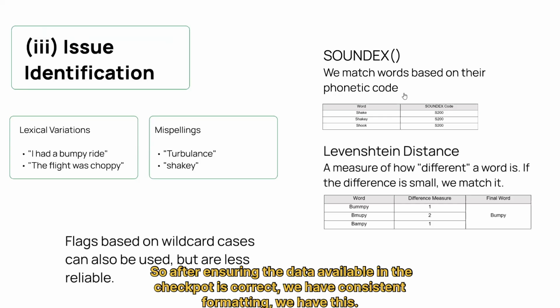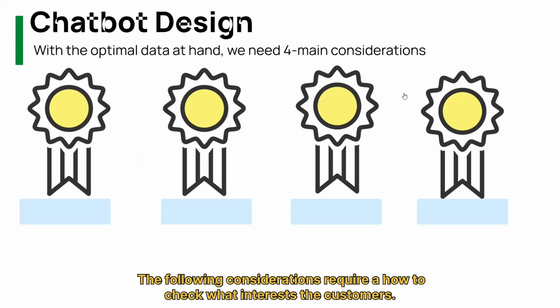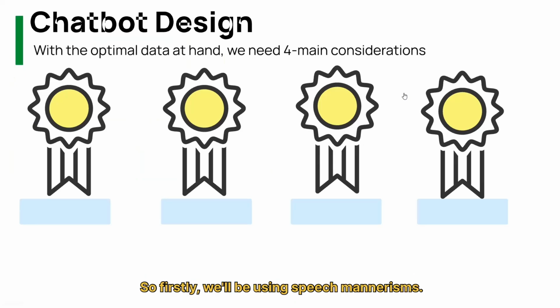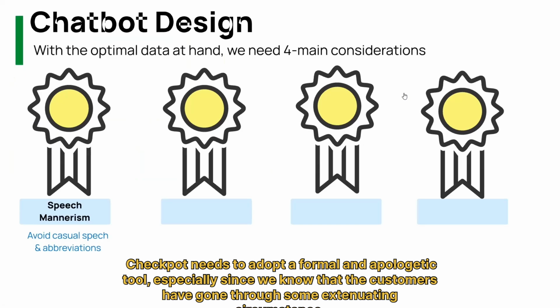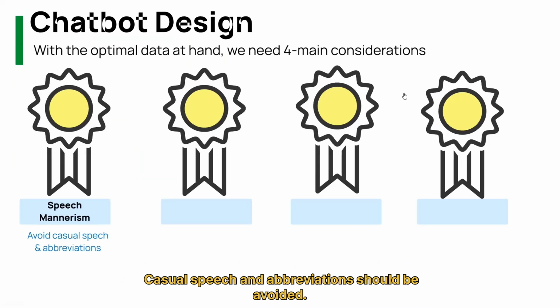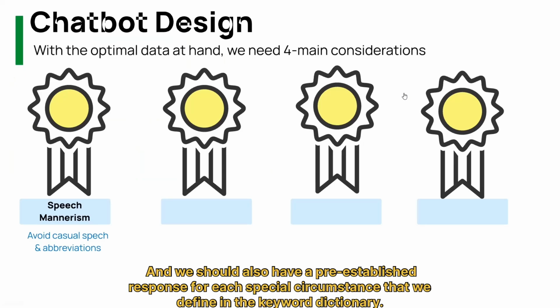So after ensuring the data available to the chatbot is correct with consistent formatting, we have these 4 main considerations required on how the chatbot interacts with the customers. So firstly, will be speech mannerisms. The chatbot needs to adopt a formal and apologetic tone, especially since we know that the customers have gone through some extenuating circumstance. Casual speech and abbreviations should be avoided, and we should also have a pre-established response for each special circumstance that we define in the keyword dictionary.